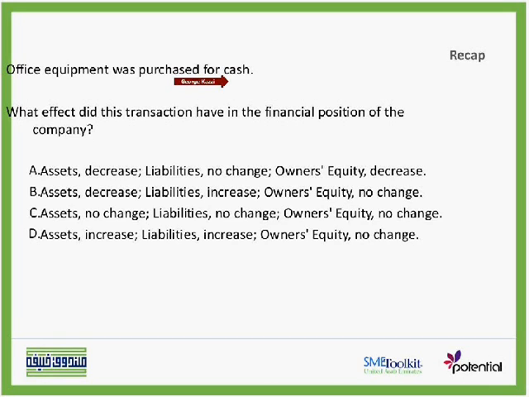Asset decrease, liability not change, owner's equity decrease? Asset decrease, liability increase? Asset no change? It is C. It is no change because the office equipment is an increase in asset and the cash is a decrease in asset. So again, assets will have no change. And since assets did not witness any change, liability will not change and owner's equity will not change.